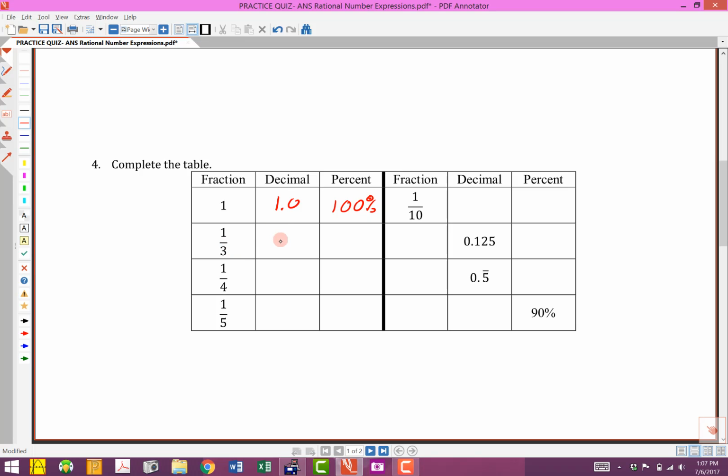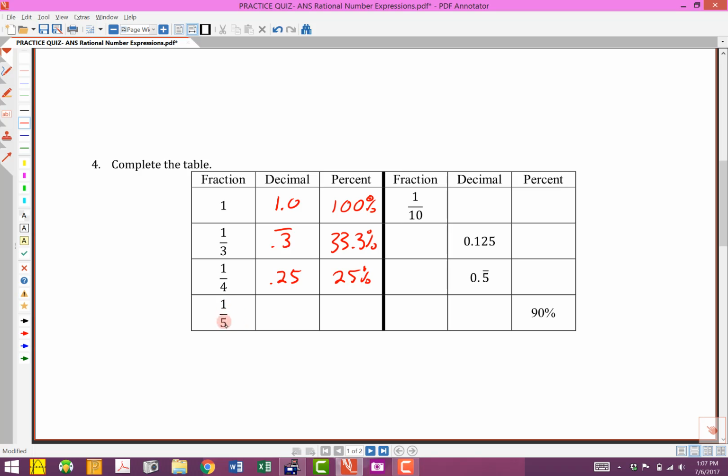Okay. 1/3 would be 0.3 repeated as a decimal. Make sure you put the bar there. So that would be 33.3% if we rounded that to the nearest hundredth. 1/4 as a decimal is 0.25. Move it over 2 places so we get 25%.